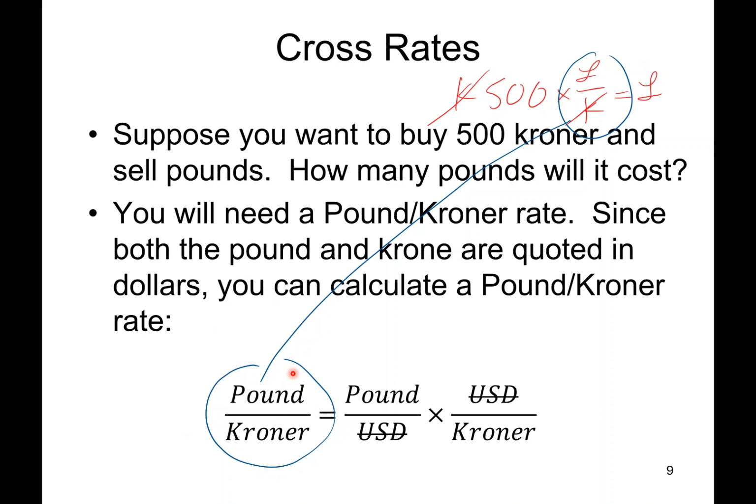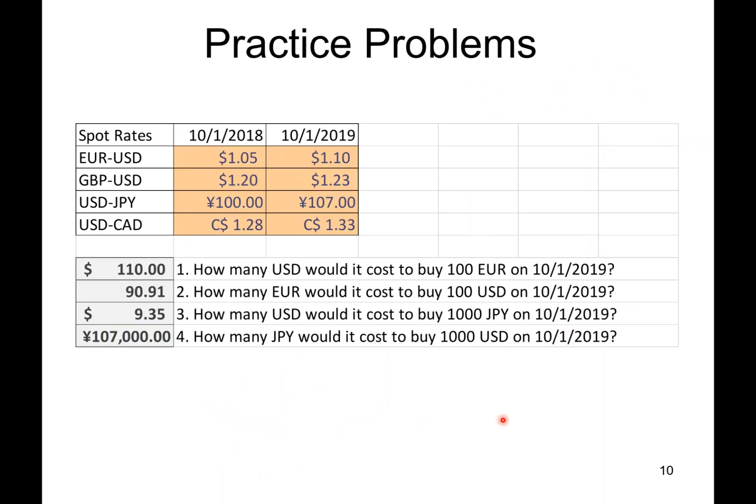How do I get a pound per crown exchange rate when, as an American, I'm not given this? Everything is quoted in dollars. Well, if everything's quoted in dollars, I'm going to need pounds on the top and crown on the bottom. Again, kroner, I'm just using the word crown. That's what they usually call them when you're over there. I need a pound over dollar times a dollar over crown. These cancel out, and that'll give me a pound per crown exchange rate. So that's how I do a cross rate. I figure out what exchange rate I need, with pounds on the top and crowns on the bottom. I fill in with the common currency, the dollar for an American, and I just multiply those two exchange rates.